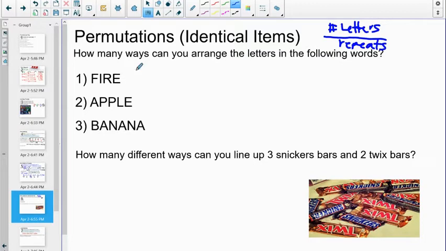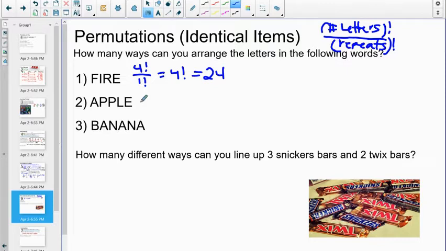So we have 4 factorial. Remember, it's the factorial, by the way. 4 factorial over how many repeats? We don't have any repeats. So instead, I'm just going to write 1 factorial, which is the same thing as saying 1. So you can just say 4 factorial, and that is equal to 24 ways you can arrange the letters in the word fire.